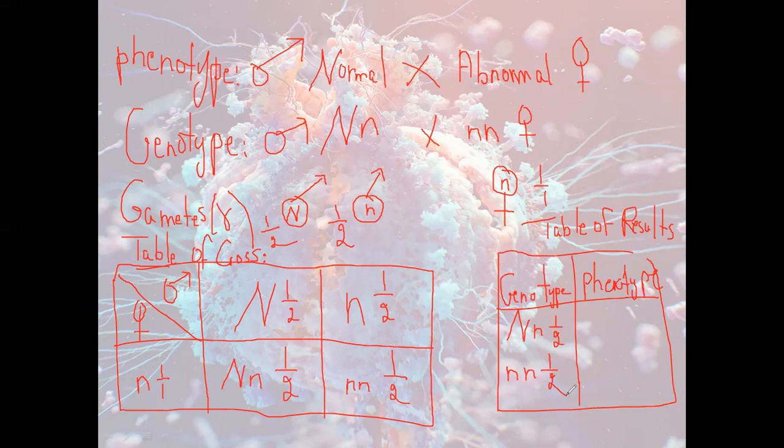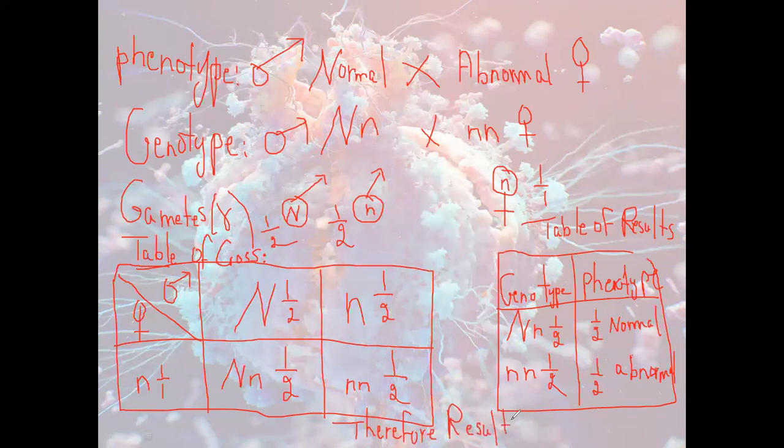Here we continue with N capital N small, 1 over 2, so half of them are normal and half are affected or abnormal, since we used abnormal before. So half normal, half abnormal. Then I have to say, to verify the results on phenotypic and genotypic proportion, I have to say therefore results are verified.